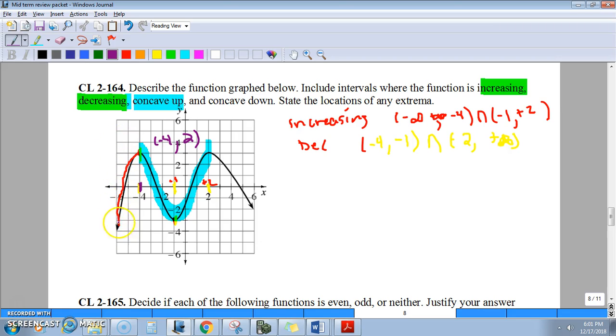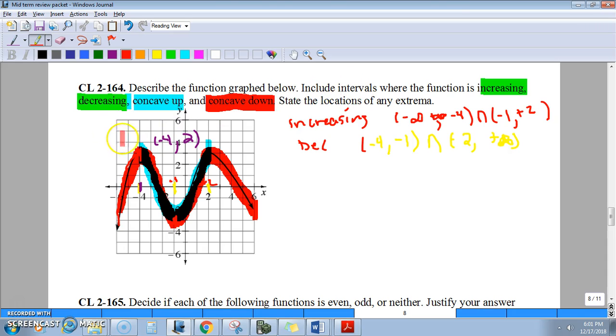Where is it concave down? Well, it is concave down in 2 different places. It is concave down from -infinity to -2, and it is concave down from -2 to infinity, or, I'm sorry, no, -1 to +infinity. That's where it is concave down.